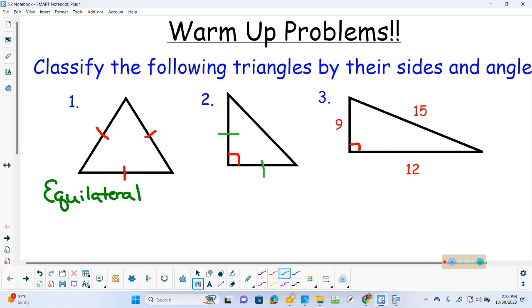Now let's do the angles. If it's equilateral, what's your classification vocab for the angles then? I hear it's whispering. Equiangular. Easy enough. Okay, vocab word for 2 congruent sides. Isosceles.